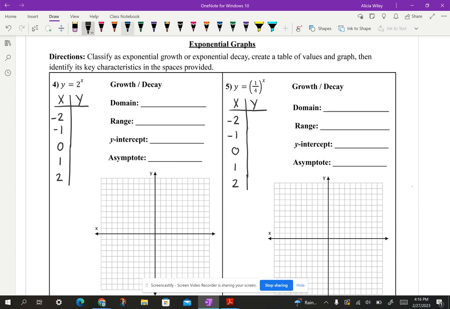So we're going to go ahead and plug in -2, -1, 0, 1, and 2 into the calculator. So take a moment and work through those. Pause the video and you can fill that out.